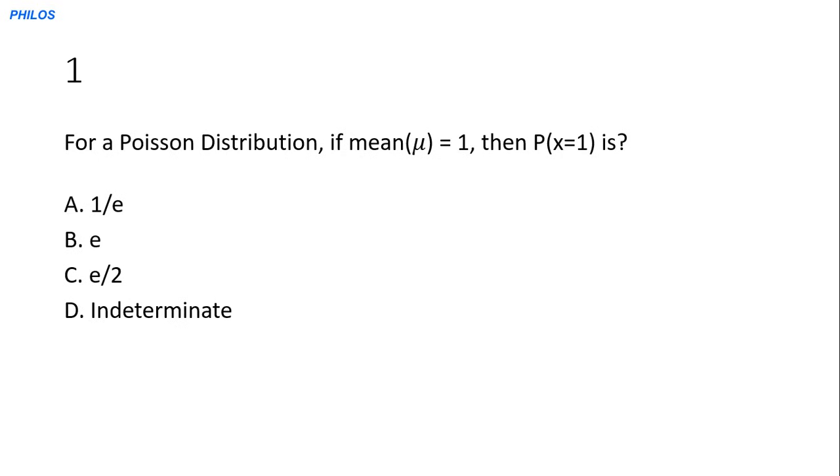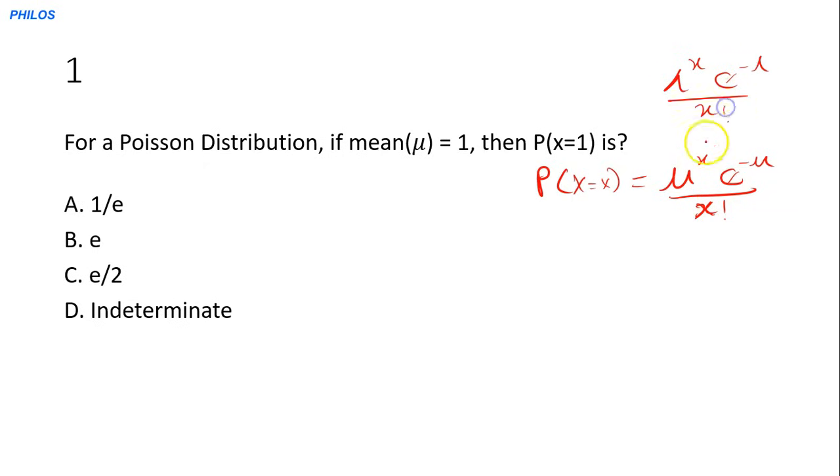The first question says, for a Poisson distribution, if mean mu is equal to 1, then probability that x is exactly 1 is. In Poisson distribution, the probability of x is equal to mu exponent x times e exponent negative mu divided by x factorial. The mu represents the mean, and then the e is Euler's number. This formula can also be written as lambda exponent x e exponent negative lambda over x factorial.